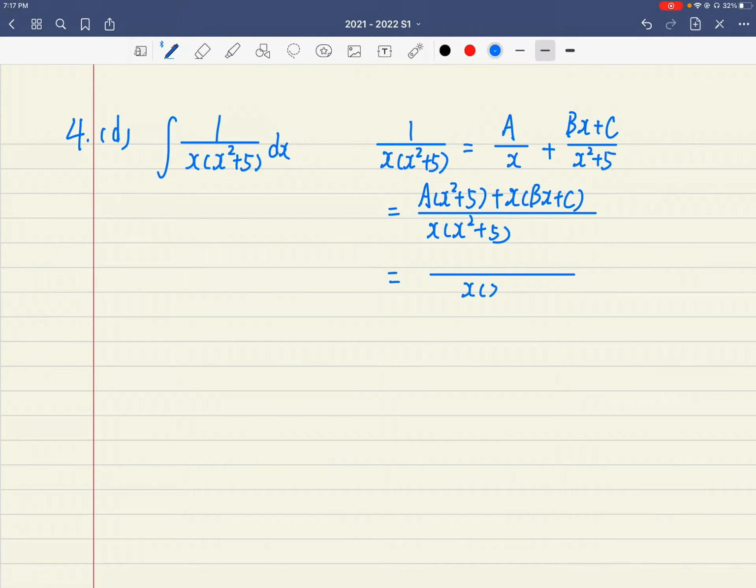You just need to organize. So the top is, here we have ax squared, we have bx squared, so it's a plus b x squared. Sorry, we have 5a. We also have cx, so it's plus cx plus 5a.